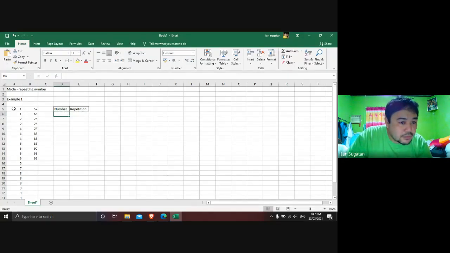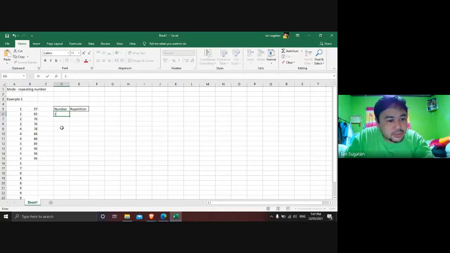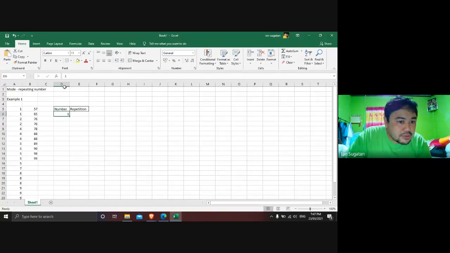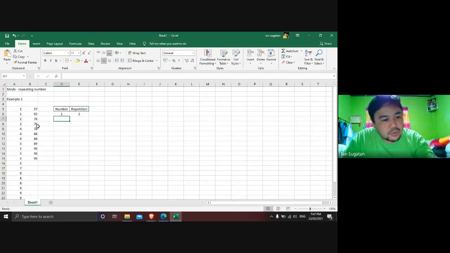Okay, so the first number is number 1, so we have 1. So you're going to count how many number values that you can see on number 1. So 1, how many ones? We have 2. So 2. Then 2, how many is number 2? It is 2 also.